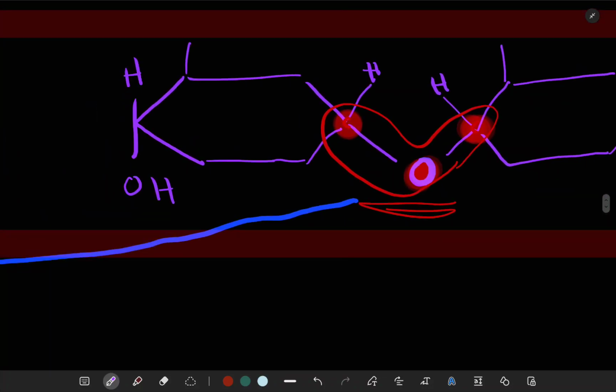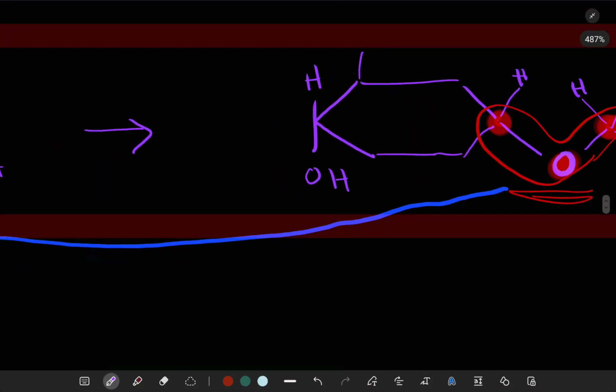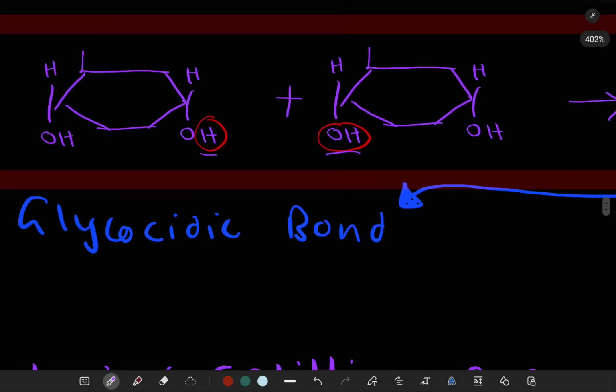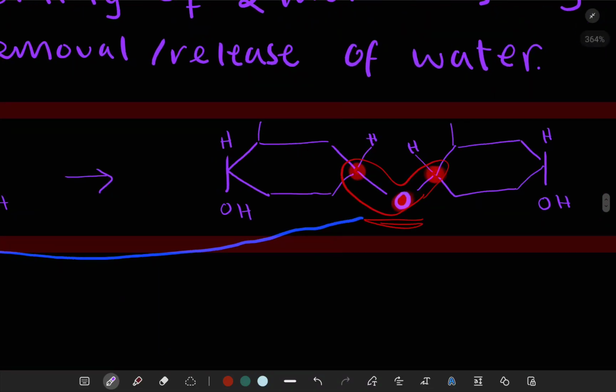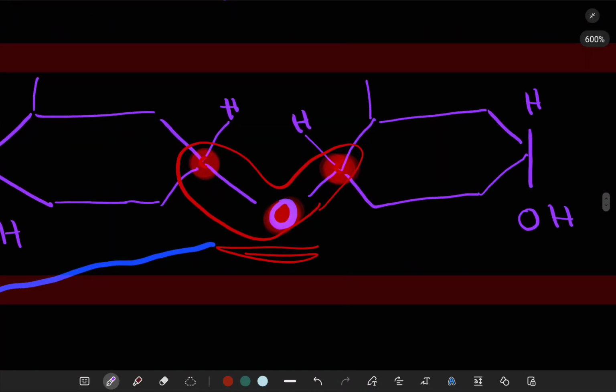And through this, a bond called a glycosidic bond, which is a bond between sugars, forms. It forms between the carbon and the oxygen.